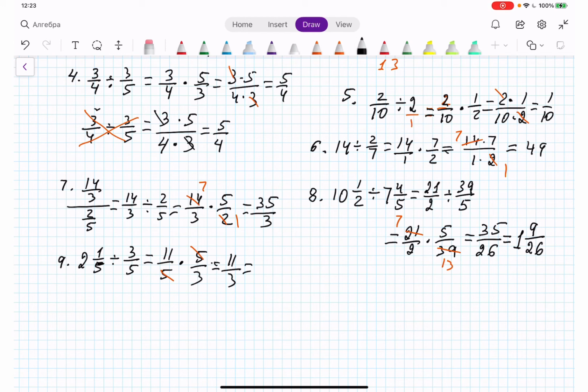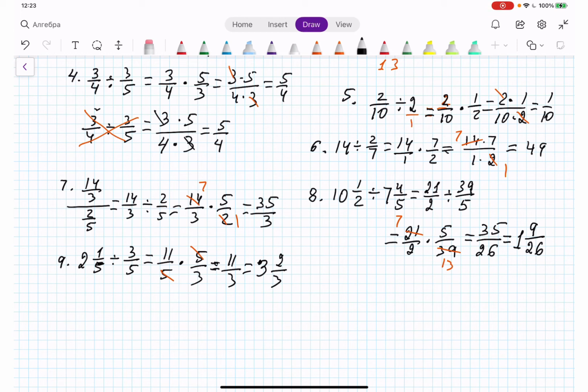Or if we convert into a mixed fraction, 11 divided by 3, it's going to be 3 times, which is 3 times 3 is 9. And the remainder is going to be 2, right? 11 minus 9 is 2 over 3.